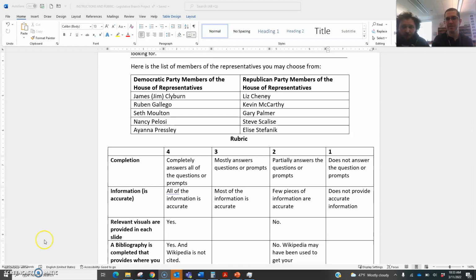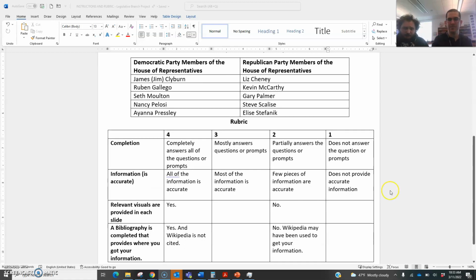Now, who can I choose for this project? Who's available? We have 5 members of the Democratic Party who are members of the House of Representatives, and then 5 Republican Party members of the House of Representatives. You can choose any of those 10.